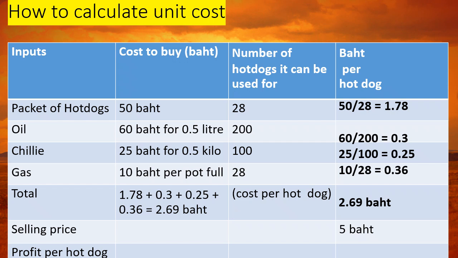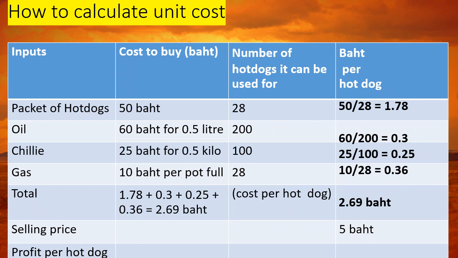That's a hot dog, no oil, no chili, and so on. So for oil, it costs us 60 baht for half a liter, and that's enough for 200 hot dogs. So we do 60, the cost, divided by the number it will make, 200 equals 0.3. For chili, 25 baht for half a kilo, that's enough for 100 hot dogs. So we do 25 baht divided by 100 hot dogs equals 0.25. For gas, 10 baht for a potful, which is 28. So we do 10 divided by 28 equals 0.36.